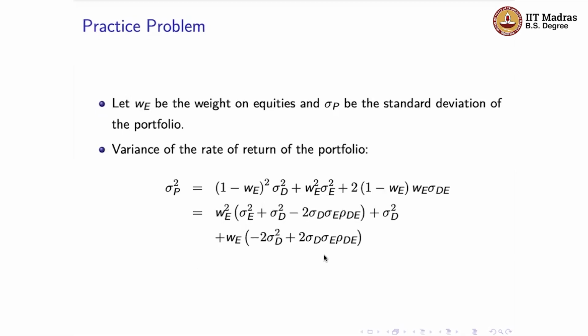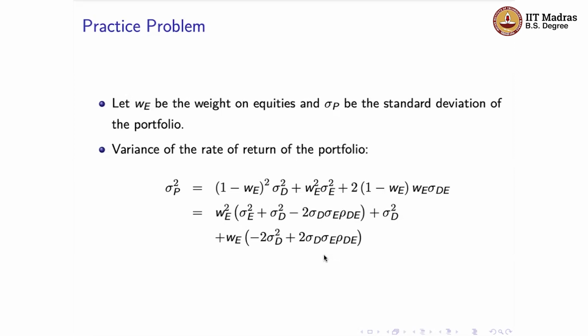Suppose that WE is the weight on the equities, and therefore the weight on the debt part is going to be 1 minus WE, and sigma P is the standard deviation of the portfolio. So what we want to do is choose the weight WE to minimize this standard deviation, right?